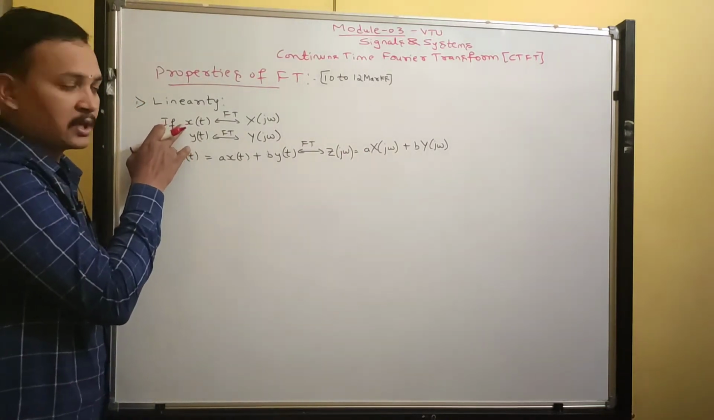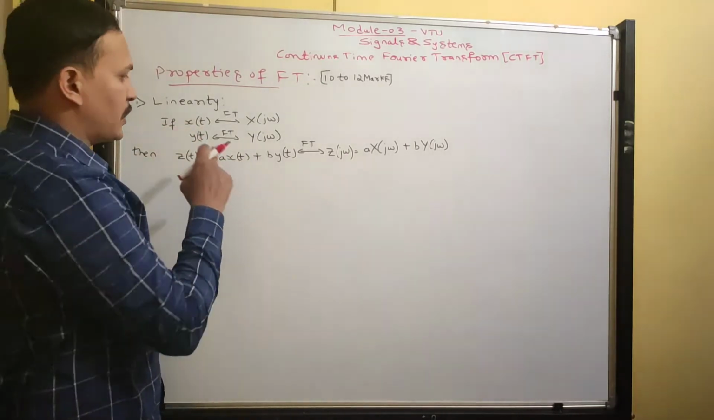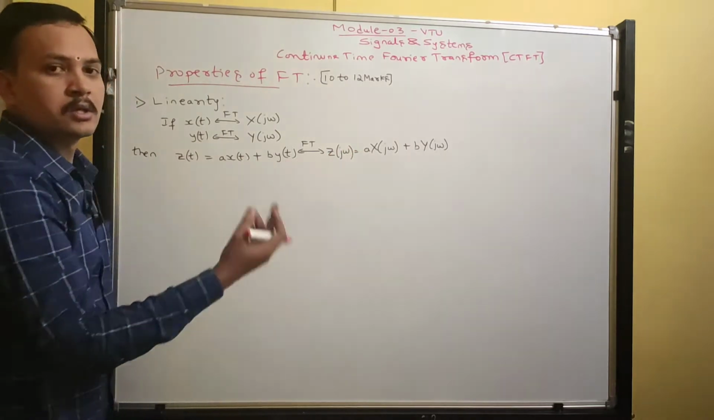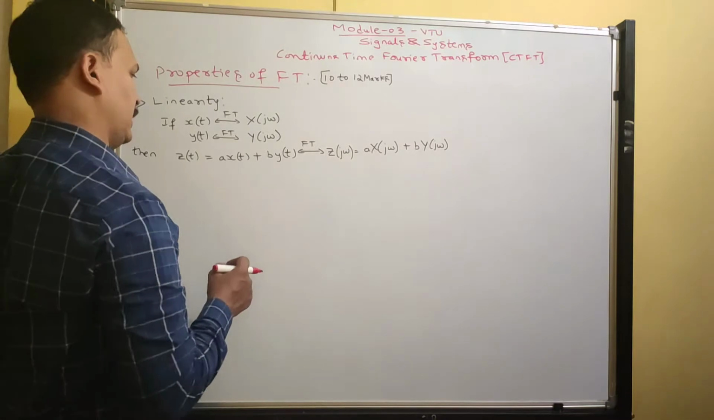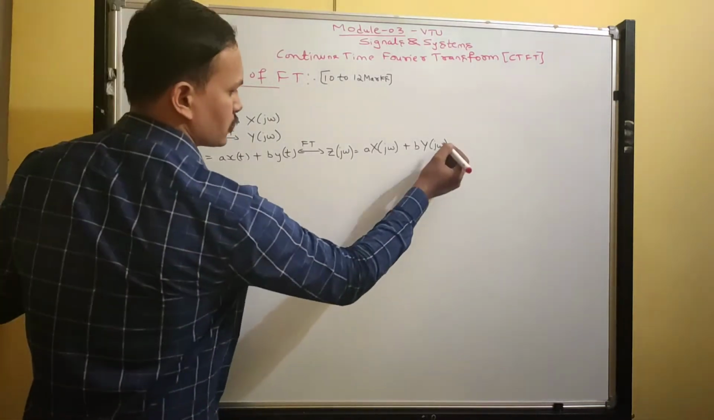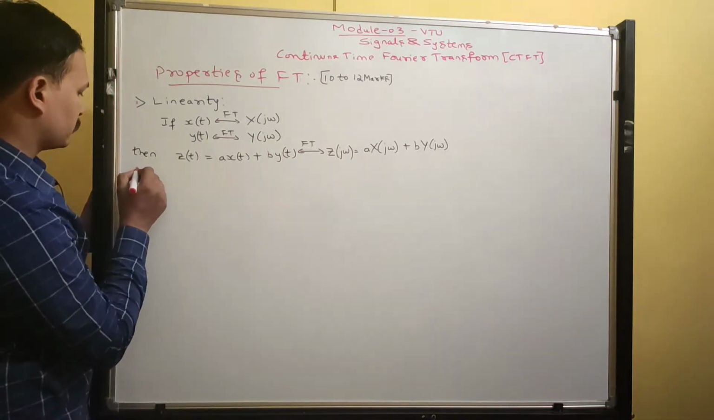Whatever coefficient is multiplied in the non-periodic signal, the same coefficient should get multiplied in the frequency spectrum. That is the linearity property, and it satisfies the superposition principle. Let us go with the proof. So, proof.